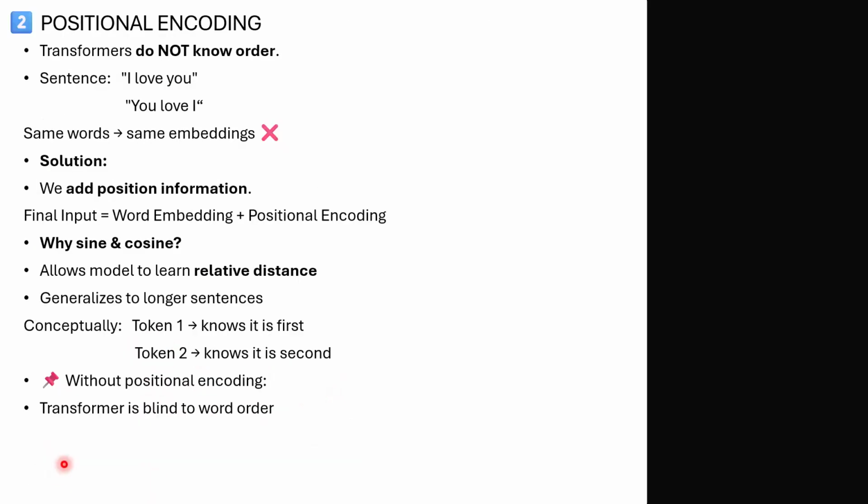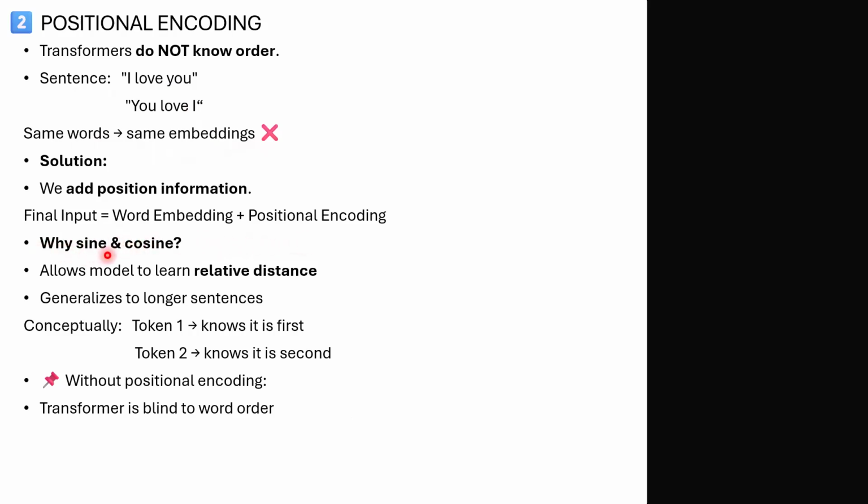So moving to next slide, let's discuss the second one, positional encoding. As we discussed earlier, transformers don't know the order. Here we take a sentence like "I love you" and "you love I". Same words, but different meaning, so they need different embeddings. The solution is to add positional information. So the final output is equal to word embedding plus positional encoding.